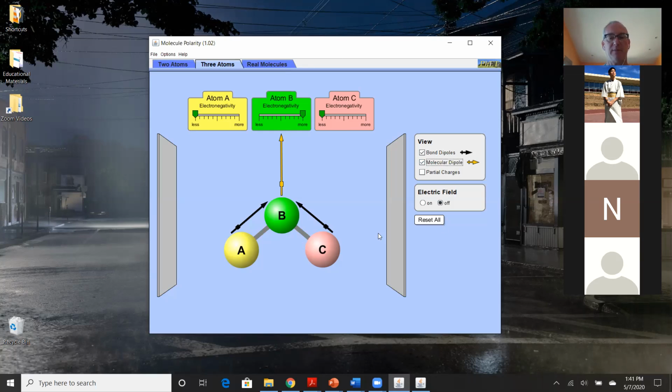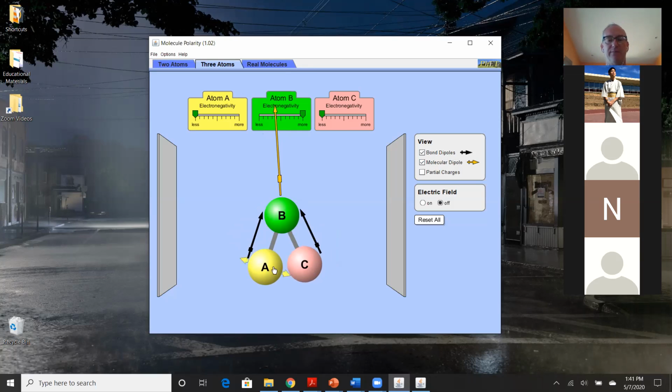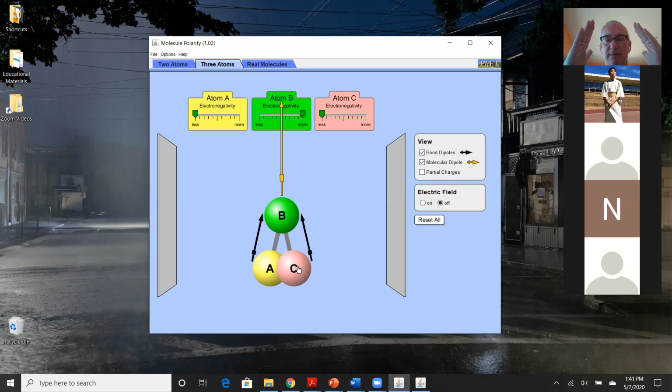And look what happens when we change the angle. If I make this angle even more, this dipole gets even bigger. Because now both of those bond dipoles are pointing more and more in the same direction. And so my molecular dipole gets bigger and bigger.